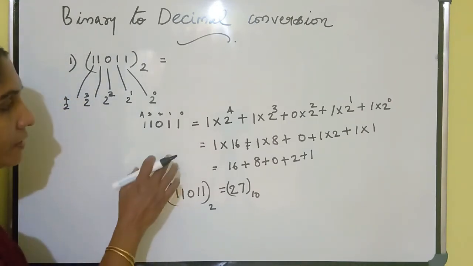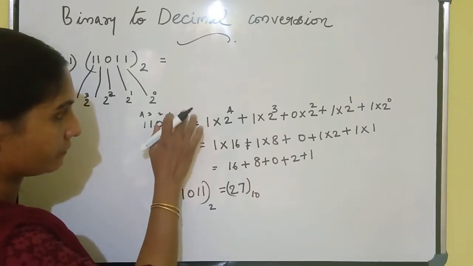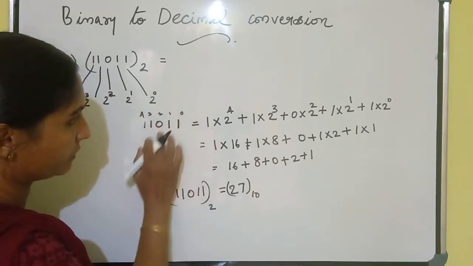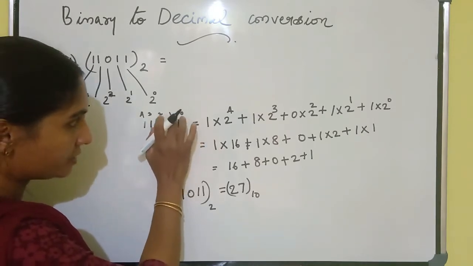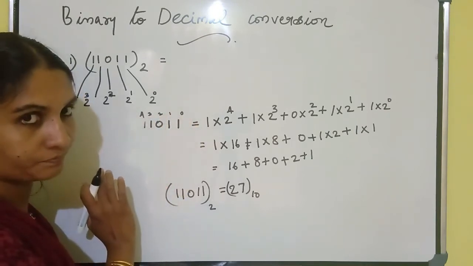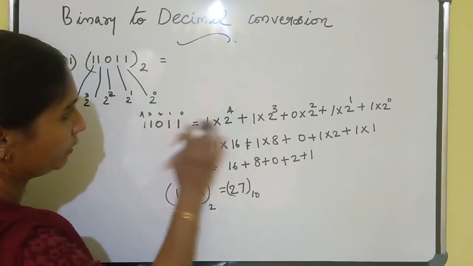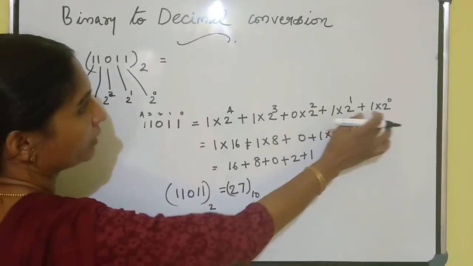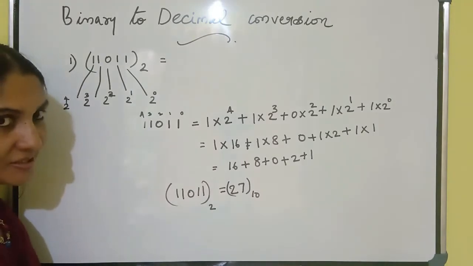Just listen here, once more I will explain. First you have to find the place values of this number. This is 2 raised to 0's place, 2 raised to 1's place, 2 raised to 2's place, 2 raised to 3's place, 2 raised to 4's place. That means the powers increase when you move to the left. Then you multiply: 1 into 2 raised to 4, 1 into 2 raised to 3, 0 into 2 raised to 2, 1 into 2 raised to 1, 1 into 2 raised to 0. Then find the values. I think you have understood this one.